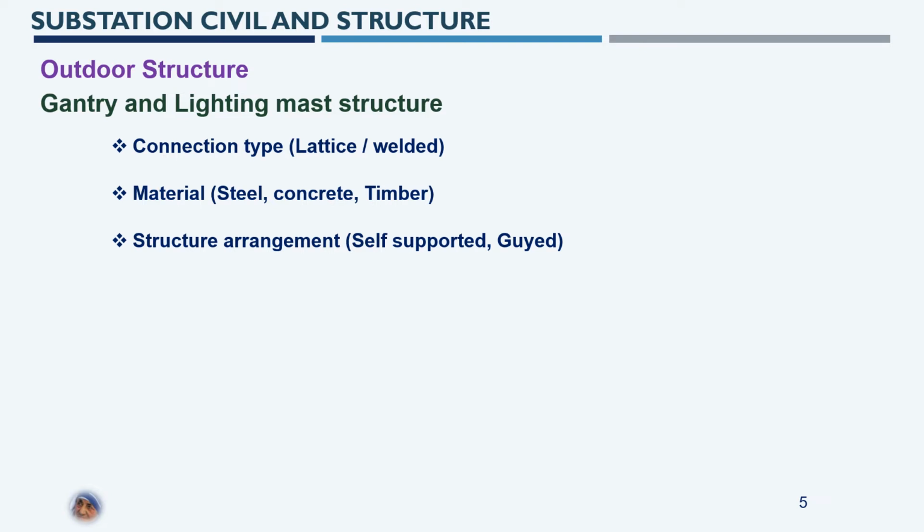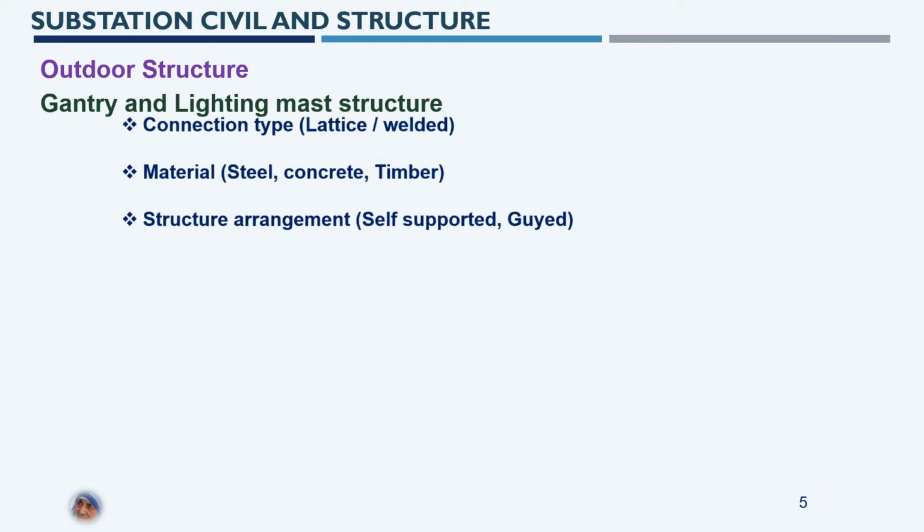Materials means we have steel, concrete and timber, whereas concrete and timber are the old fashion of construction technology, and nowadays modernized substations use steel as the predominant material. And structural arrangement: self-supported and guy wire. Self-supported is most probably the predominant structural arrangement for gantry and lighting mast. In some cases, guy wire rope is used for gantry and lighting mast structures.